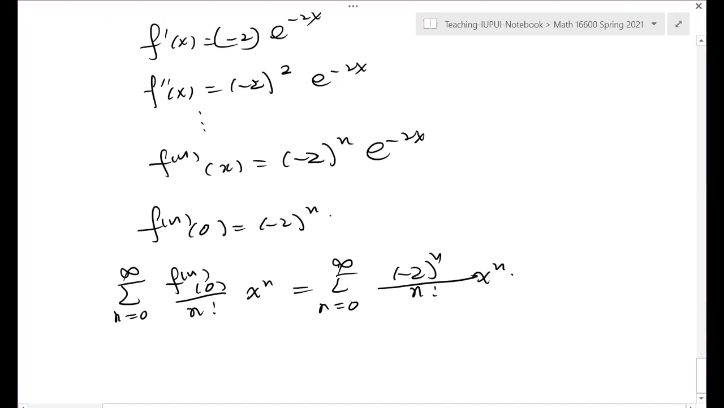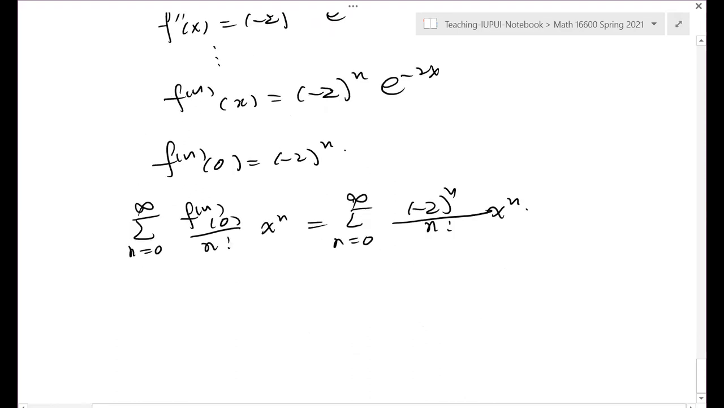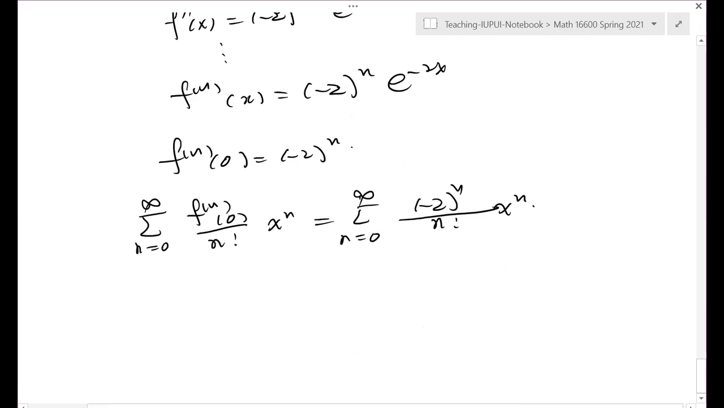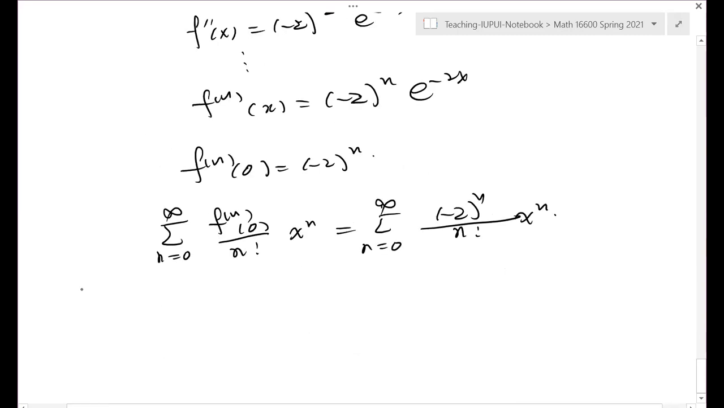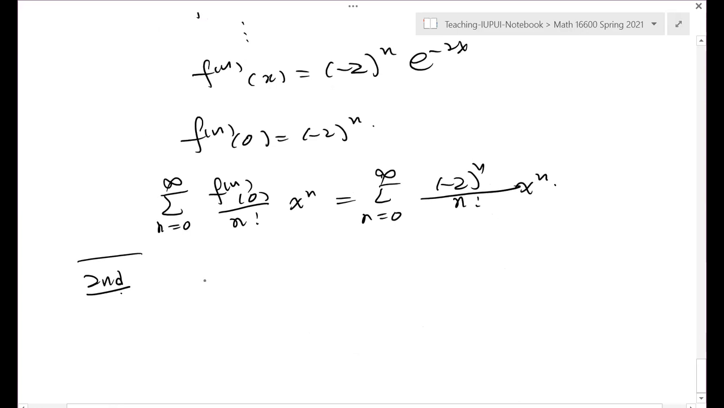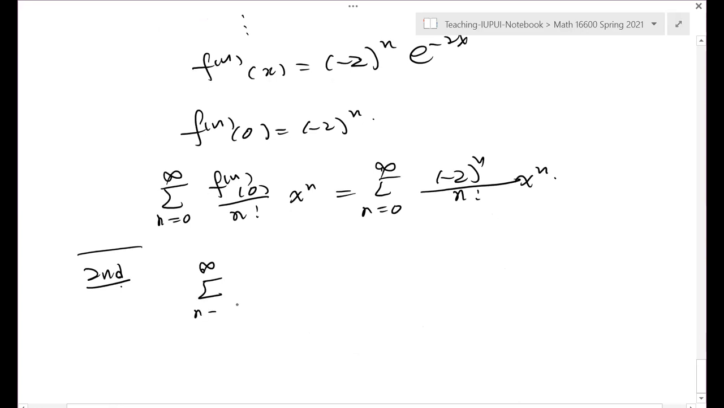Okay, so that's it. It's not that complicated, right? Second method, use the already known result, because we know that e to the x is the sum of x to the nth power over n factorial.